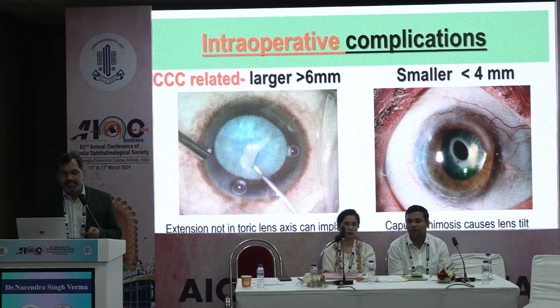If CCC is extended more than 6 millimeter, it may happen in hypermature cataract or sometimes the patient moves his eye when we are doing CCC. If the extension is more than 6 millimeter and the extension is not in the toric lens axis, then you can easily implant the toric lens. If it is in the toric lens axis and extended up to the equator, then it is better not to implant the toric lens. If the CCC is smaller than 4 millimeter in a young patient, later on there may be capsular phimosis which can cause lens tilt.